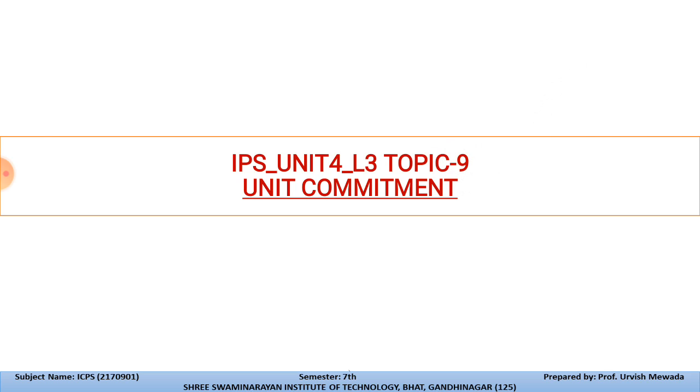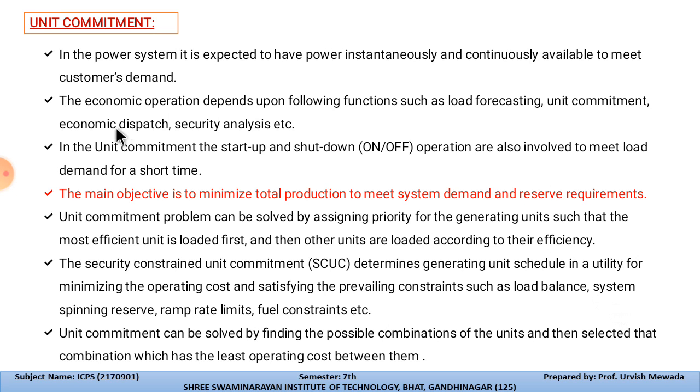And then we discussed the beta coefficient for the multi-machine power system, in which we derived in detail the equation for the transmission loss in a power system having two generating stations. And then, this is our lecture number 3, in which we are going to study topic number 9, that is unit commitment. Now, before we study the unit commitment, what is actually the unit commitment?